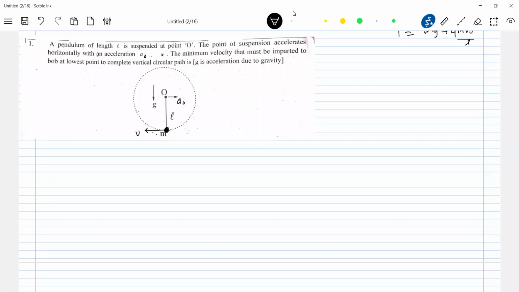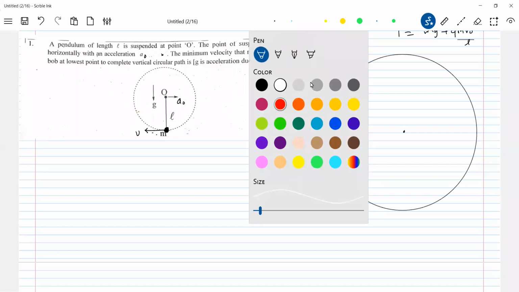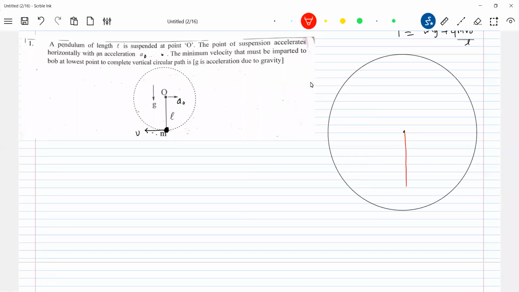So if you look at the total circle, let this be the bob and this is the string. Let's try to search for the critical point. What do we have to do? In fact, the point of suspension is accelerating.